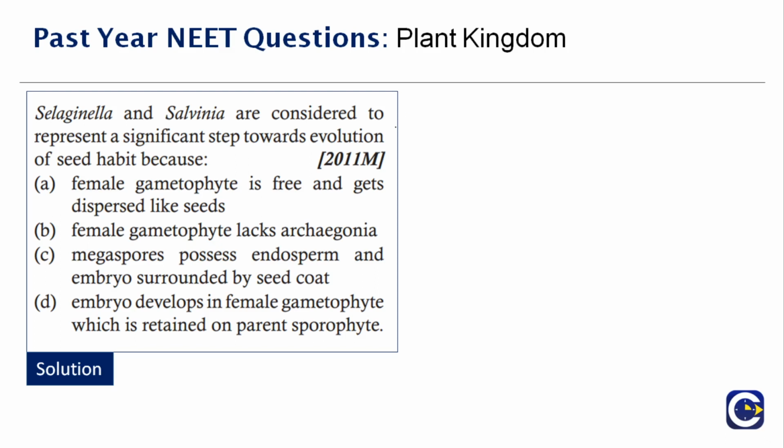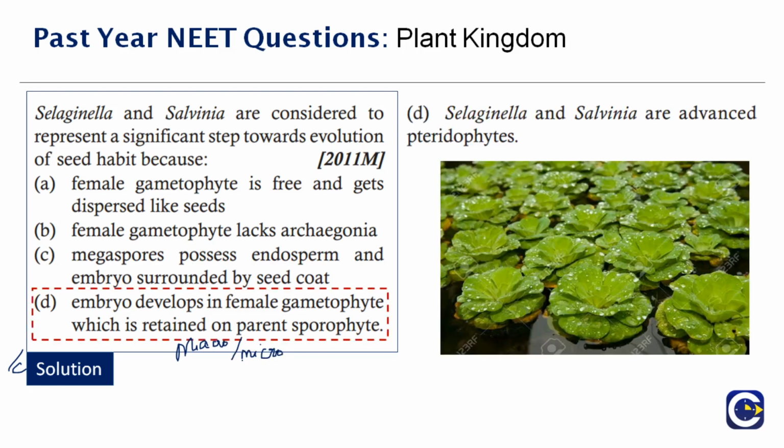So what is the important particular point about this? It produces two types of spores. What are the two types of spores? It produces macro and micro spores. So these will get retained on the parent sporophyte for a variable amount of periods. Therefore the correct answer is option D.